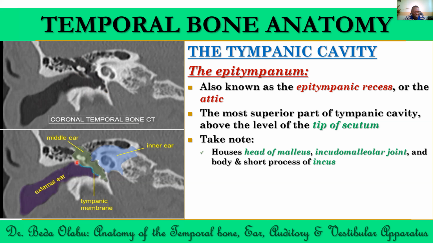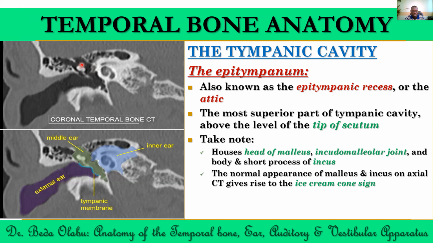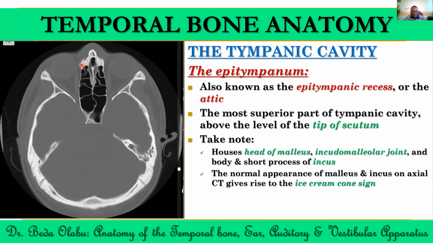This is the scutum, or this one, that's the scutum. So if you take a horizontal from here to there, the tympanic portion of the facial nerve, this region above is the epitympanum. I've told you that the normal appearance of the malleus and incus on axial CT gives rise to that thing that will look like an ice cream cone. Let me show you that from this video as well.